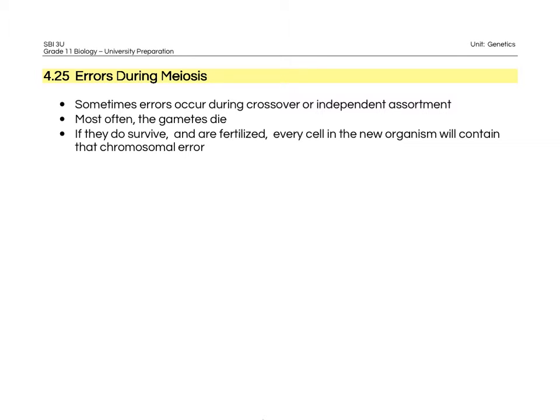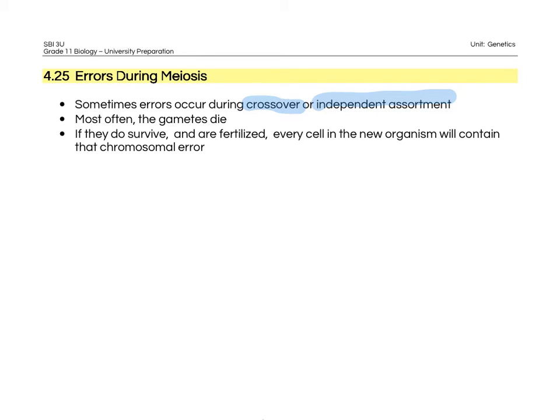Typically when we talk about things that can go wrong in meiosis, we're talking about it happening either during crossover, where there's an exchange of DNA between homologous chromosomes, or during independent assortment. So that's when chromosomes are moving to either end of the cell.